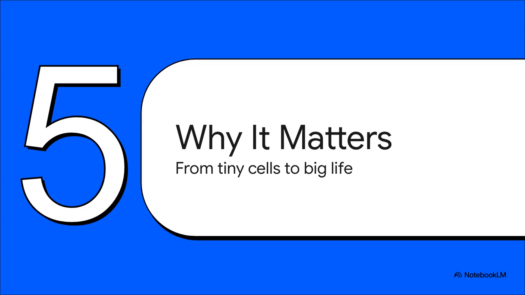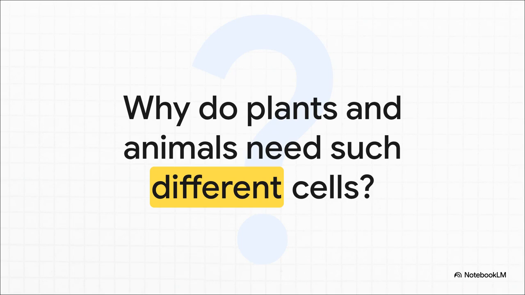Okay, so we know what the differences are. But now we get to the most important question of all. Why? Why do these differences matter? Let's connect the dots and see how these teeny tiny cell parts explain the massive differences between, say, a tree and a tiger. So yeah, it all comes down to this one question. Why do plants and animals need such different cells to survive?